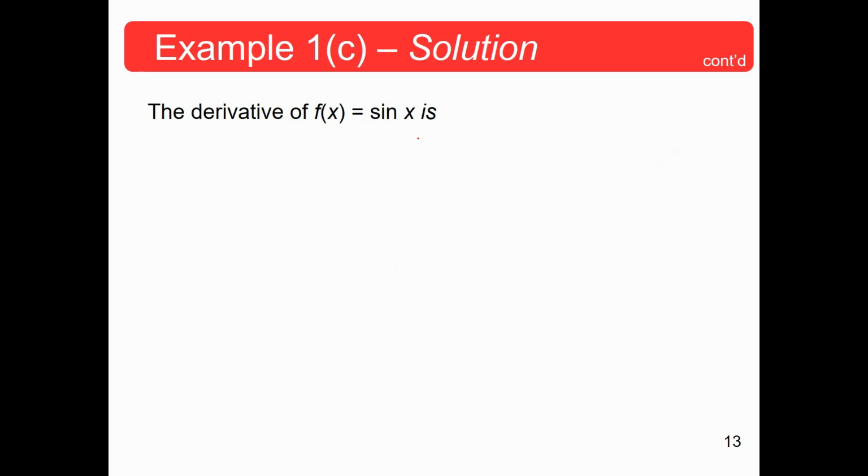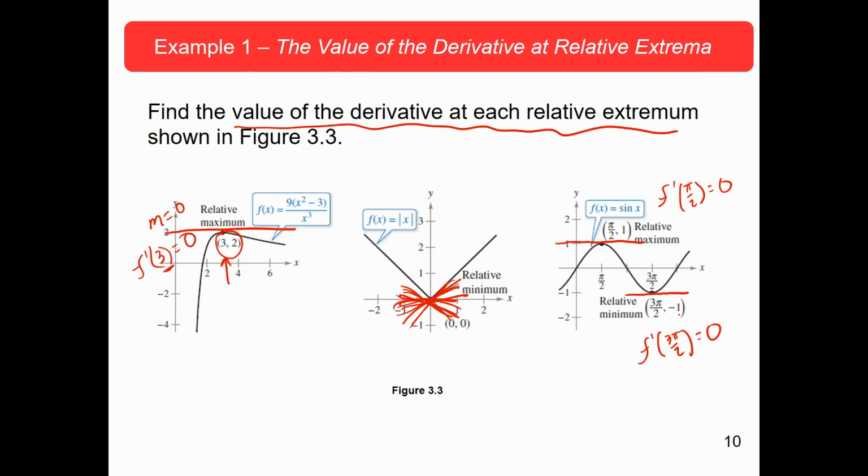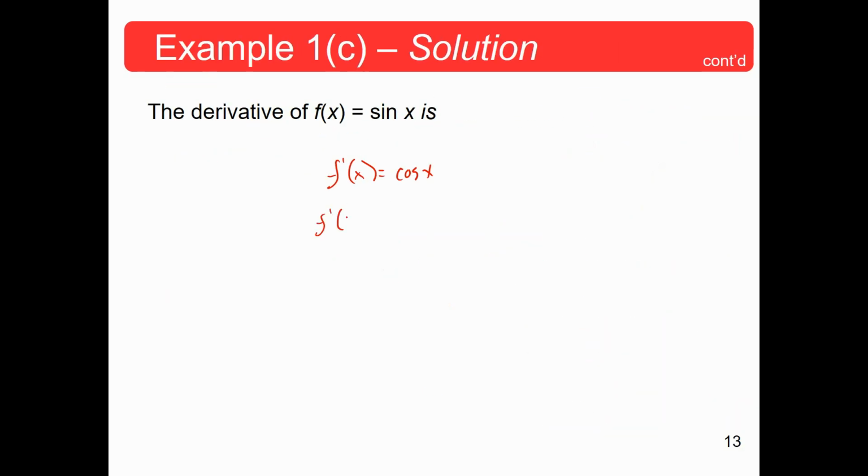So sine x, the derivative is cosine x, and that point was at pi over 2 and 3 pi over 2. So f prime of pi over 2, which is cosine of pi over 2, which is 0, and f prime of 3 pi over 2 equals cosine of 3 pi over 2, which is also 0. So we've just proved that the gradual curve ones are 0, but the peak one does not exist because it's not differentiable at that point.